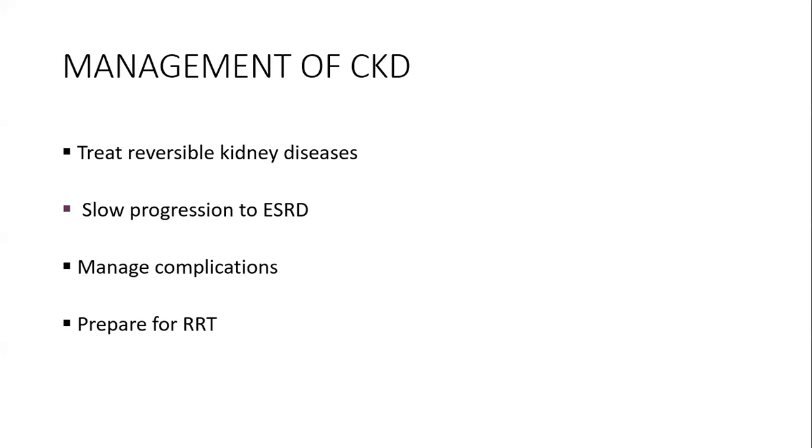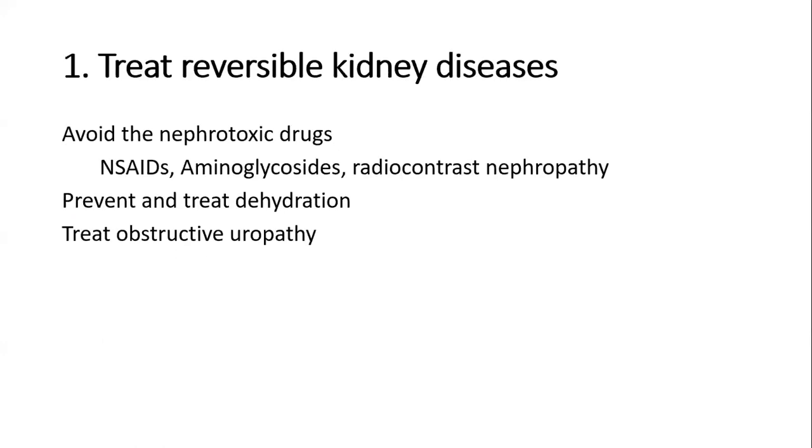What we are supposed to know first is that there are four principles, or four goals, for treating chronic kidney disease. One is to treat reversible kidney disease, two is to slow progression to end-stage renal disease, three is to manage the complications, and four is to prepare for renal replacement therapy. We can look at them one by one.